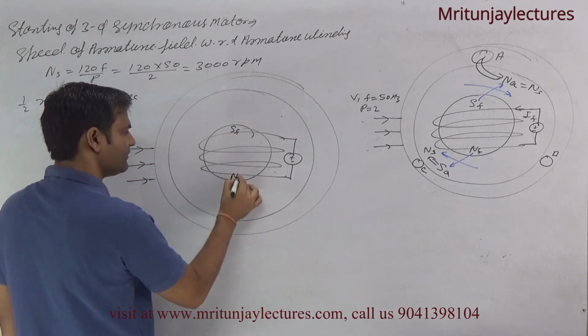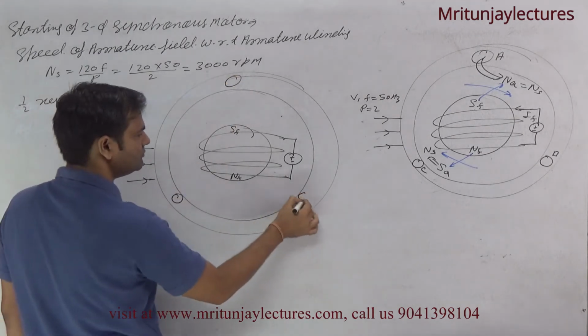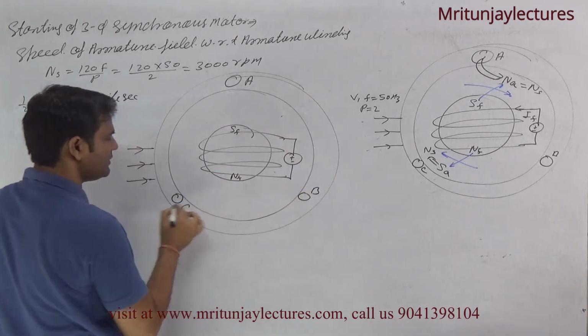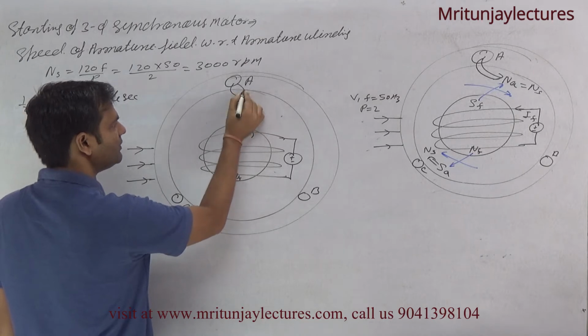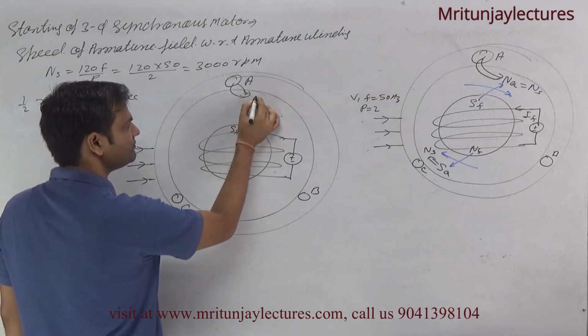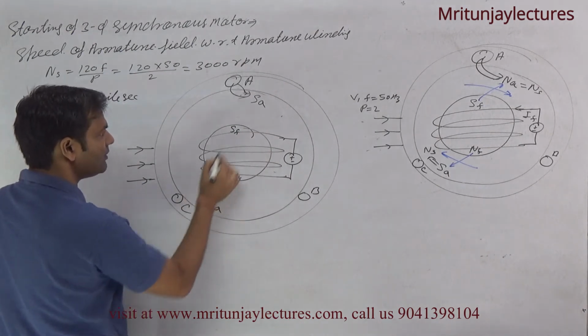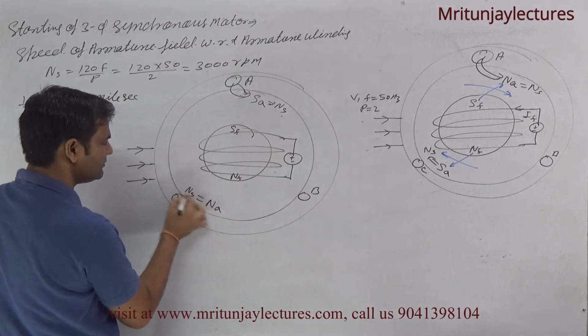SF, that is NF. A, B, C. That is SA and that is NA. This one rotates at NS and this one also. Clear?